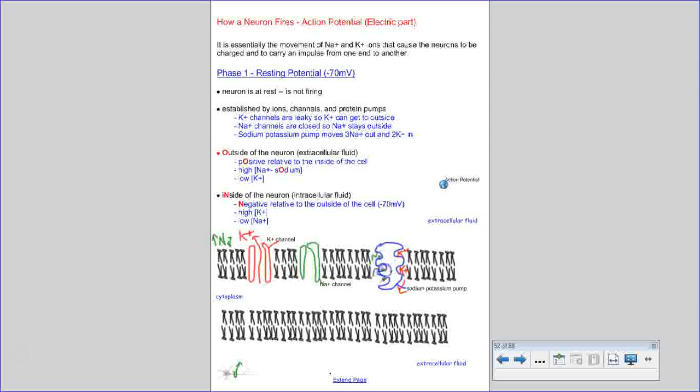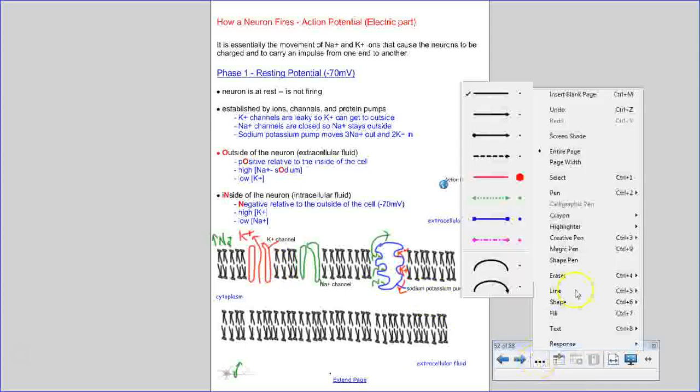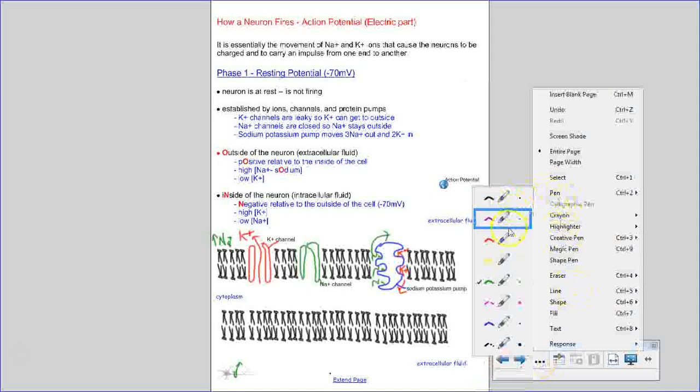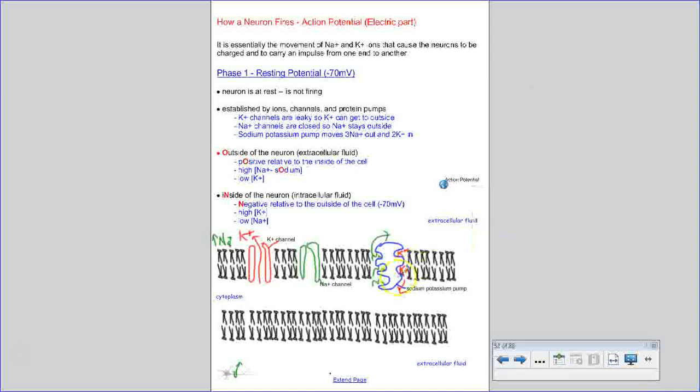That's supposed to be Na plus, Na plus. Okay, so for every 2 potassiums it pumps in, it pumps 3 sodiums out. And if that sodium channel is closed, then there's a high amount of sodium on the outside and usually a pretty high concentration of potassium.